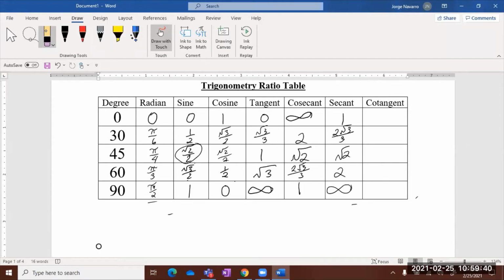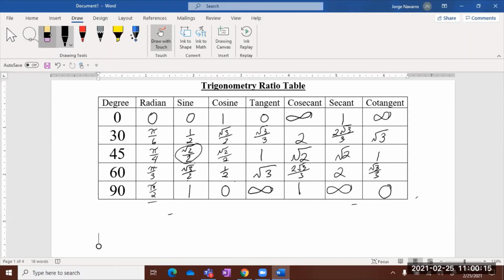All right, the last one, cotangent, we're going to do the same thing like we did with sine. Just at this time, we're going to read this way. So it will start with infinity, then root 3, then 1, then root 3 over 3, and then it will end with 0. Okay? And there we have our table.